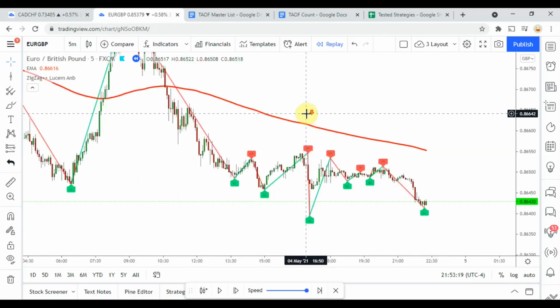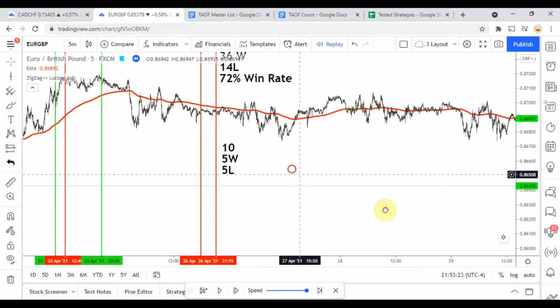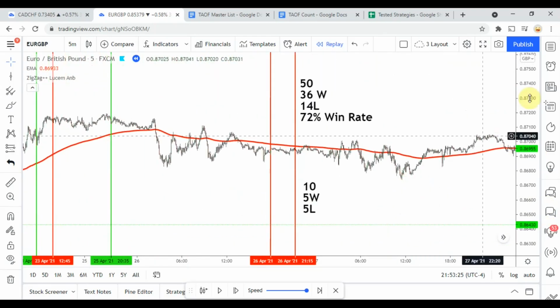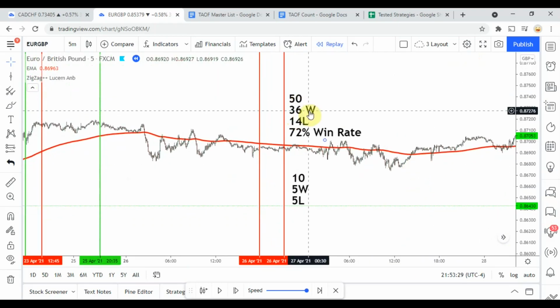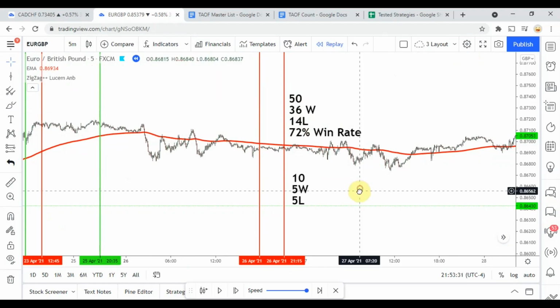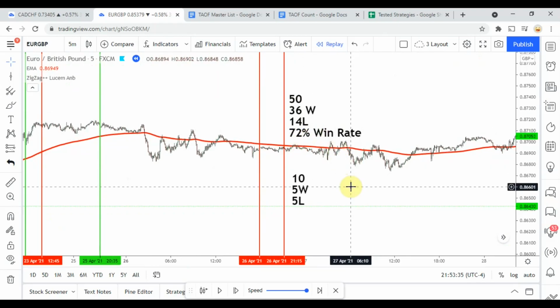All right, back to the strategy here. Let me dig back here a little ways. So I tested this over 50 different trades. Out of those 50 trades, we got 36 winners. We got 14 losing trades. That puts us about 72% win rate. Not bad at all, considering how you are shooting for a 1.3 reward to risk.